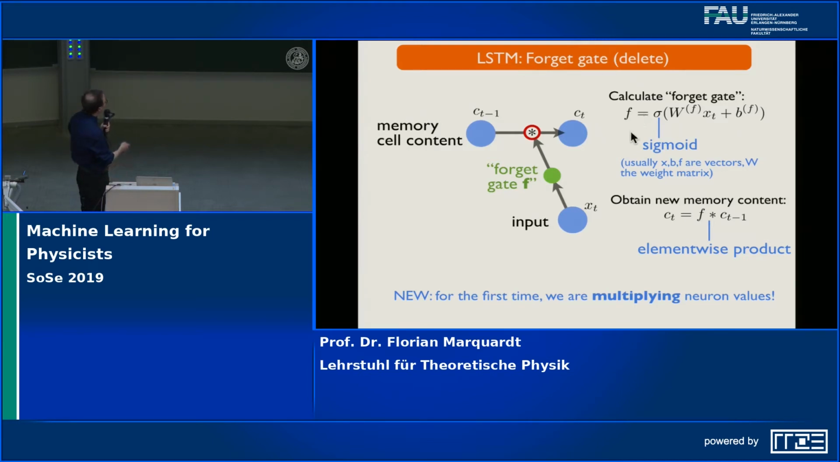And then once you've calculated F, you can immediately calculate what's the new content of the memory cell. So you just take the old value, you multiply it with F. Okay. And so this is a funny moment because for the first time now we are really multiplying neuron values. So both the C_{t-1} and the F, they are values of a neuron, and we are multiplying them to get a new value of a neuron. So this is a little bit different from what we did before.